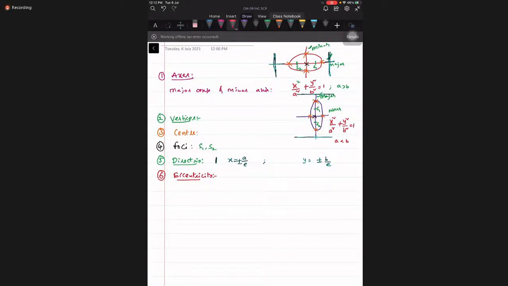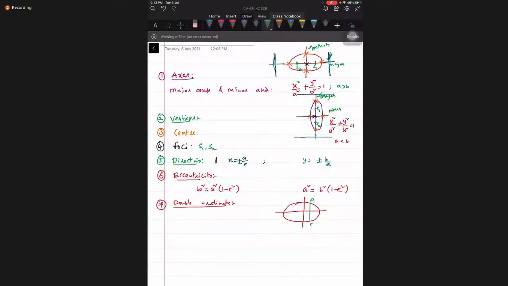What is the eccentricity relation for the first ellipse, students? b square equals a square into (1 minus e square). For the second one, what is the eccentricity? a square equals b square into (1 minus e square). Understand? This is very, very important. And then, suppose if I take one ellipse here, what is the argument? What do you mean by double ordinate, touching at both ends? All of you know?